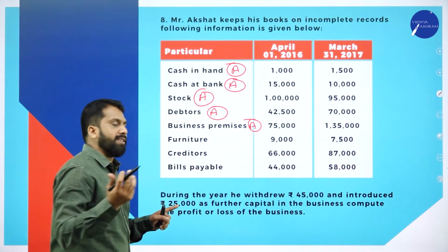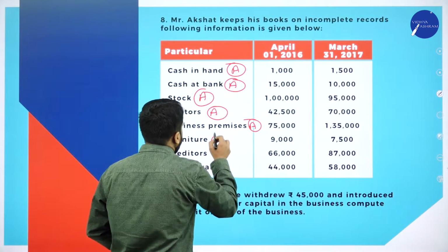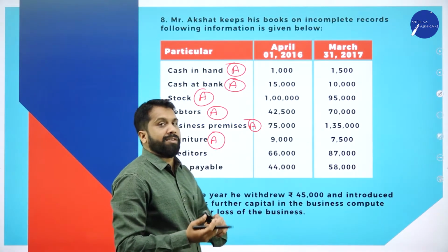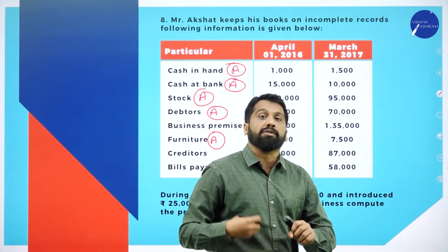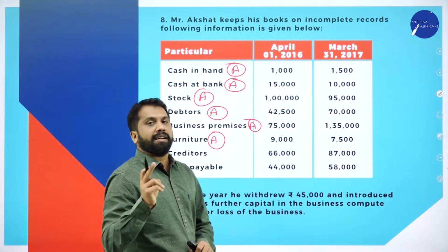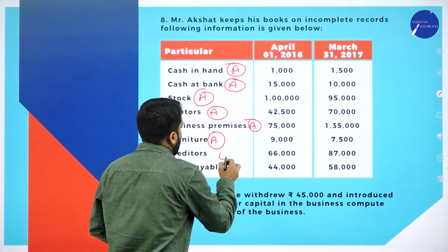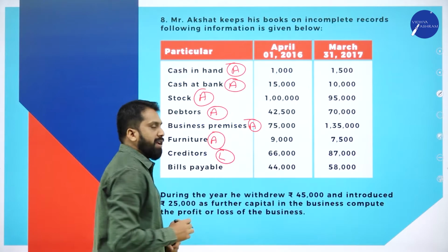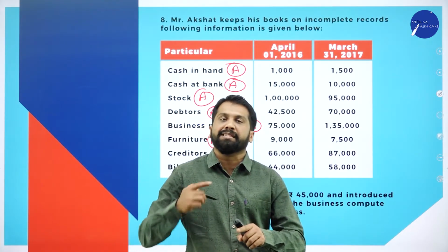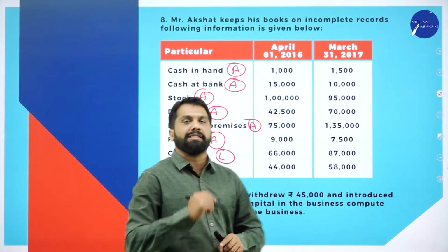Furniture, obviously it is an asset. Creditors means you have to pay to the outsider. Creditors are always a liability. Bills payable. Anything which is payable is an asset or a liability? It is always a liability.